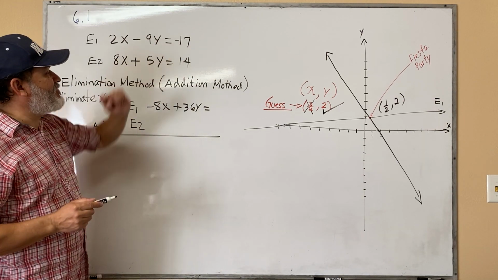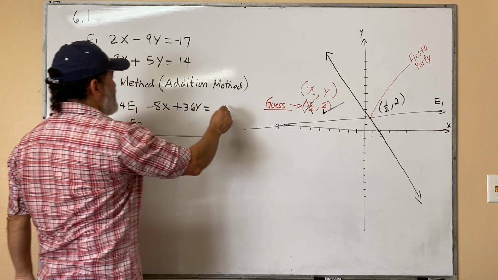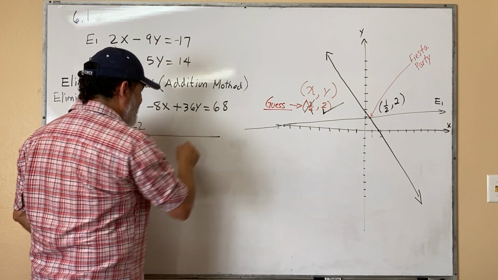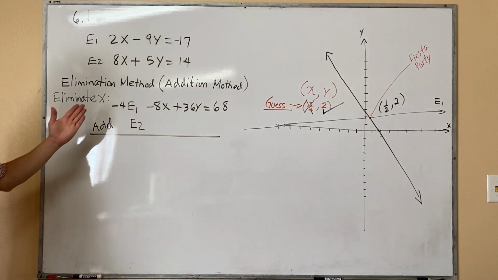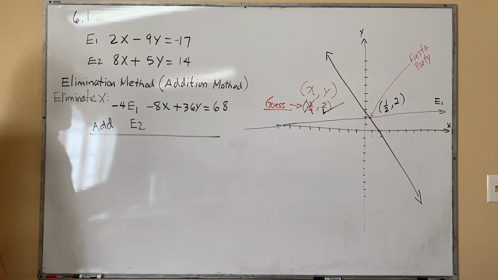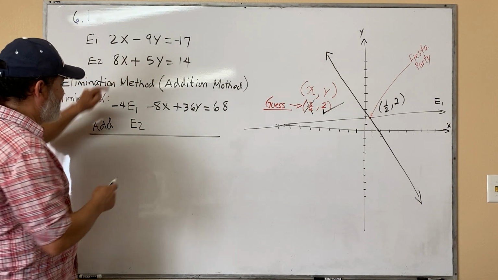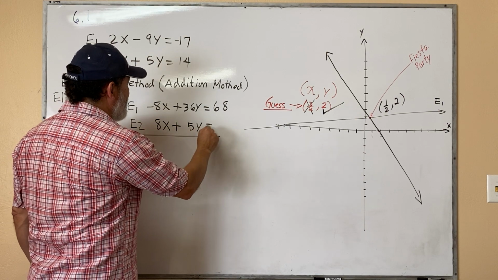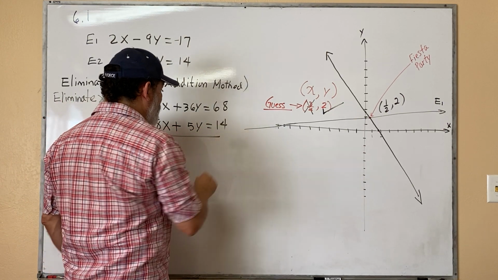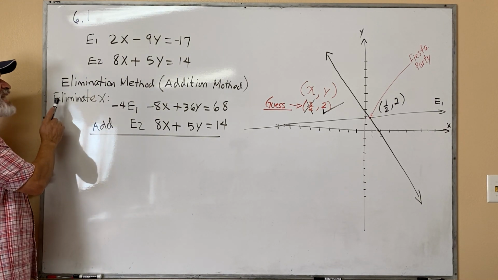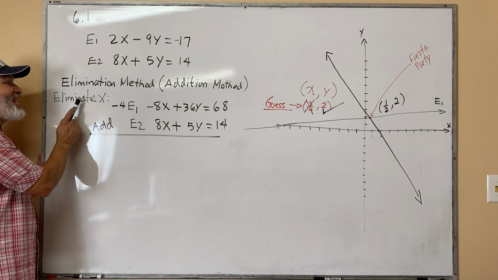A negative times a negative is positive. 4 times 7 is 28, take 2. 4 times 1 is 4, plus 2 is 6. That's what you get when you multiply equation 1 by -4. Equation 2, look at equation 2: 8x plus 5y equals 14. Okay, note, we decided that we wanted to eliminate x.